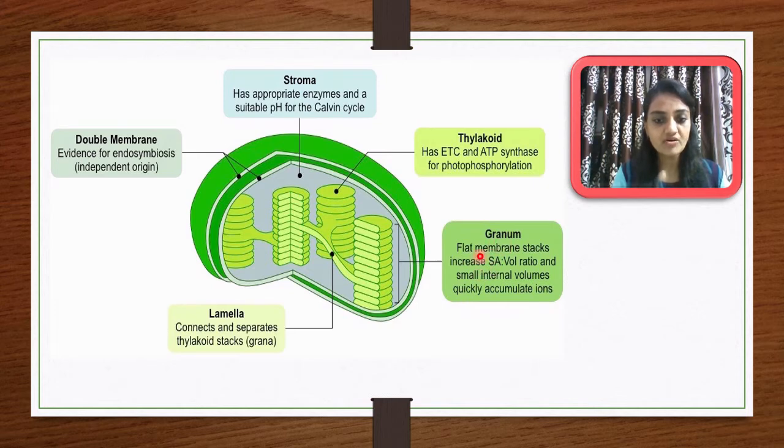Then you can see the lamella, the interconnection between the grana. The lamella connects the separate thylakoid stacks. Here this is a separate stack, and this is also a separate stack. All stacks are connected by using lamella. This is the main function of the lamella. Then the double membrane is evidence for endosymbiosis. This is one history, an independent origin, and we will learn in detail in the next lectures.